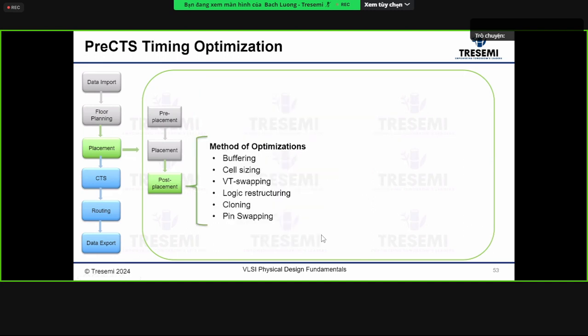Okay, so in timing optimization, how does the tool fix timing? These are the 6 strategies that I captured to share with you in terms of how the tool does it: buffering, cell sizing, VT swapping, logic restructuring, cloning, and pin swapping. Let's go over each one of these. These are the methods used to fix setup timing, hold timing, and DRV fixing.